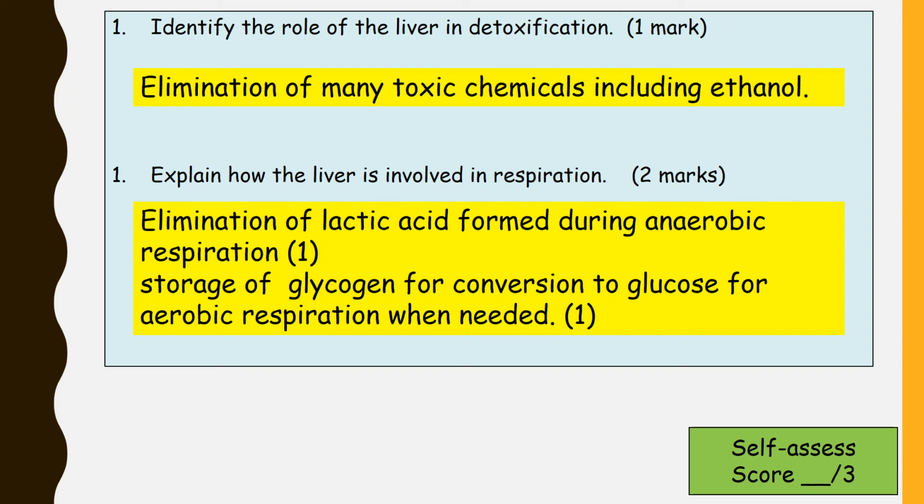Number 2, explain how the liver is involved in respiration. So if you mentioned getting rid of lactic acid made in anaerobic respiration, that would be 1 mark. Also, if you said about how it stores glycogen to convert into glucose for respiration, then that would be the 2nd mark. So give yourself a mark out of 3, make any corrections if necessary, and hopefully we got at least 2 marks on that. Very well done if you got all 3.